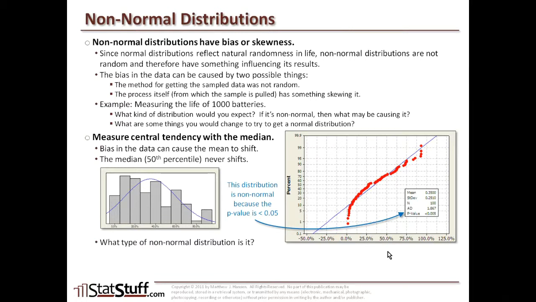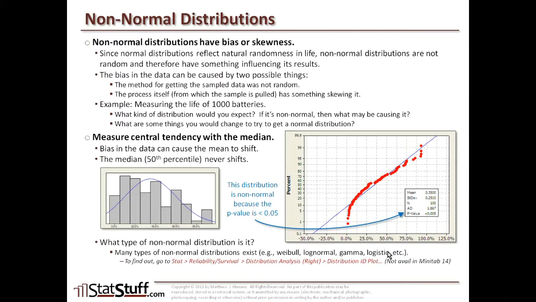Sometimes, depending on the test we use, we need to figure out what type of non-normal distribution our data might represent. There's several that it could be. It could be a Weibull distribution, or log normal, or gamma, or logistic, or something different like that. If you want to figure out which form of non-normal distribution you have, if it's pertinent to the test you're using, there is a way to figure that out if you have Minitab.